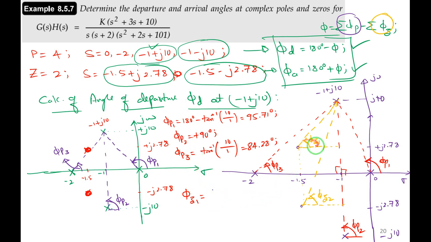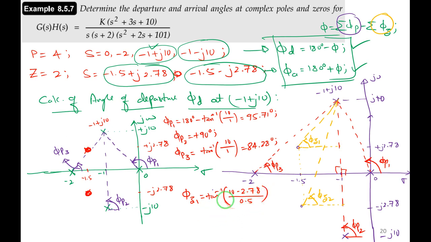Phi z1, how to calculate? This is a triangle. Observe here, this is the right angle triangle. So tan inverse of opposite by adjacent. Opposite is this height from here to here: 10 minus 2.78. This is 10, and here it is 2.78, so subtract and you get this height, divided by adjacent from here to here, which is 1.5 minus 1. Right? So it is 0.5.